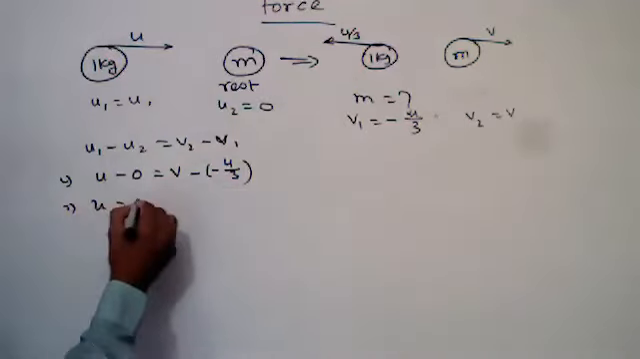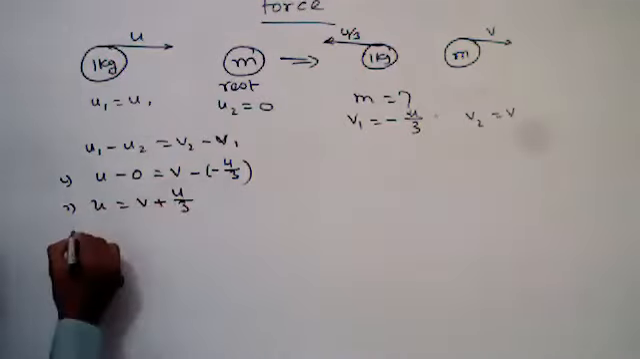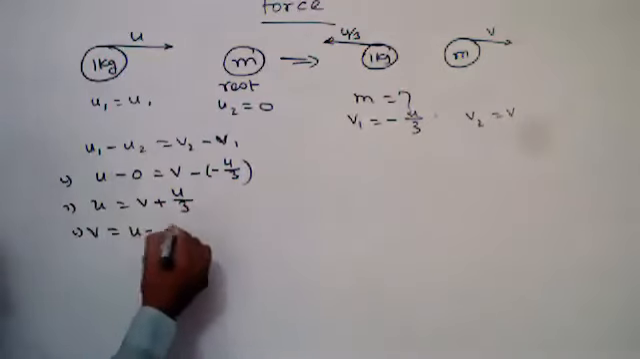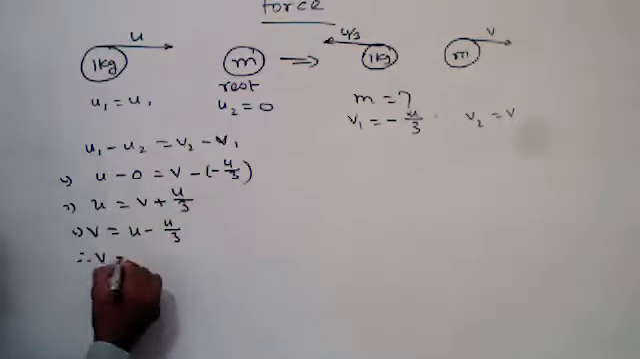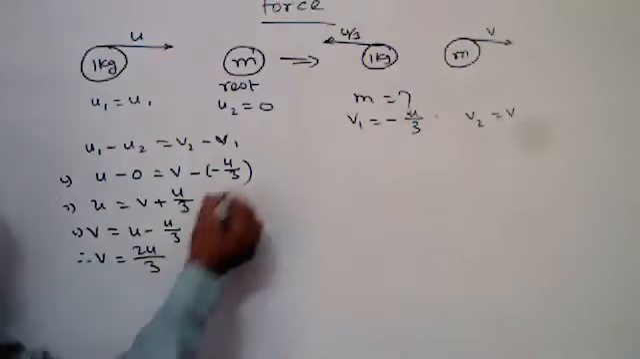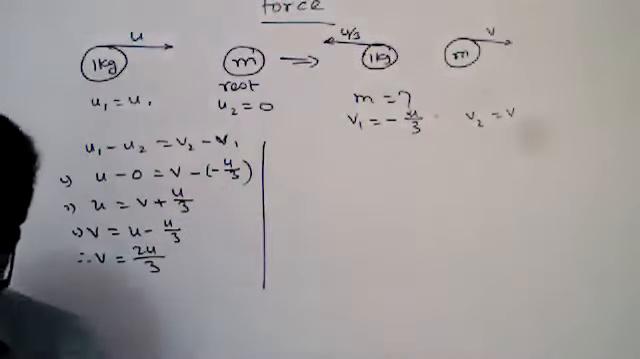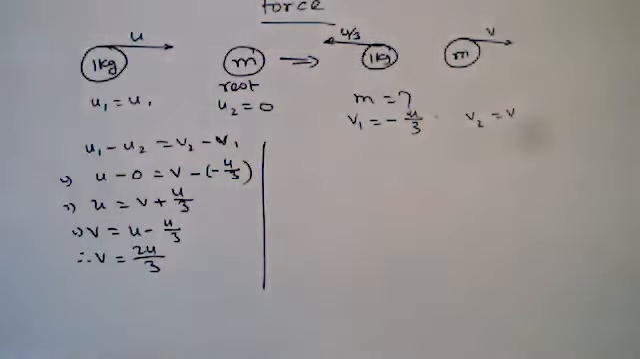So u equals v plus u by 3. So v equals u minus u by 3. So v equals 2u by 3. Okay, v equals 2u by 3.